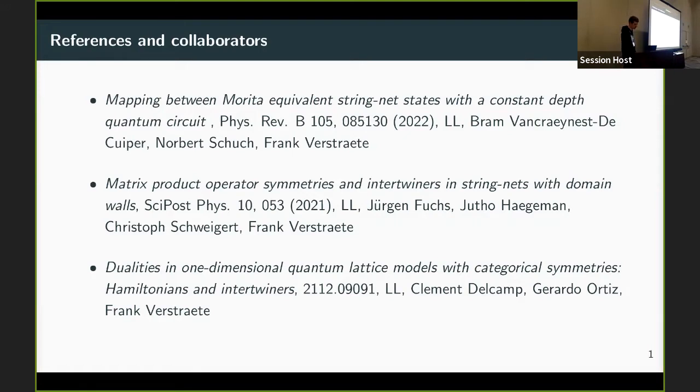This is together with Bram Vancraeynest, Norbert Schuch, and my advisor Verstraete. And then also this other paper, matrix product operator symmetries and intertwiners in stringnets. This is joint work with Jürgen Fuchs, Jutho Haegeman, Christoph Schweigert, also Frank. And then I was very sneaky and added on this additional talk, which is pretty much the most interesting application of this second part. This is work we did with Clément Delcan, Gerardo Ortiz, and also Frank.